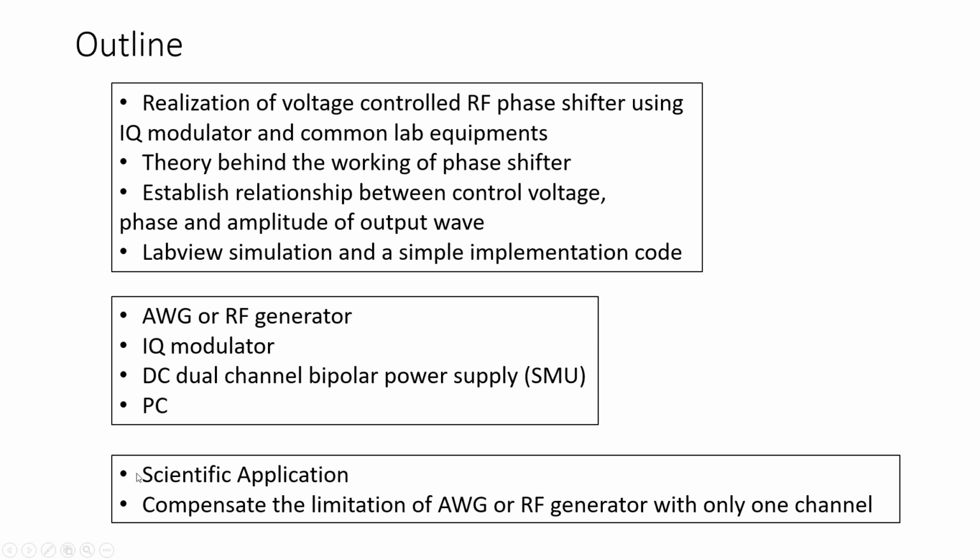This phase shifter can be used for laboratory and scientific applications, and it is used to compensate the limitation of RF generator with only one channel, in which part of the single channel output can be relatively phase shifted to the other.